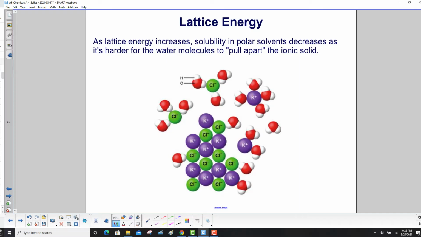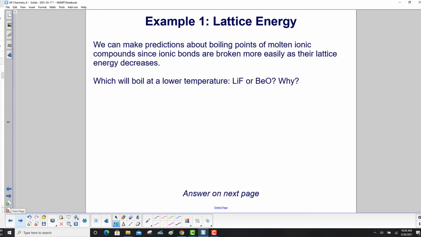As lattice energy increases, the solubility in polar solvents decreases, as it's harder for the water molecules to pull apart the ionic solid and separate the various ions from each other. We can make predictions about the boiling points of molten ionic compounds, since ionic bonds are broken more easily as their lattice energy decreases. Which will boil at a lower temperature? Lithium fluoride or beryllium oxide? Why? The answer will be on the next slide.